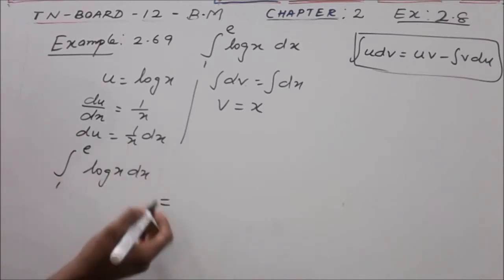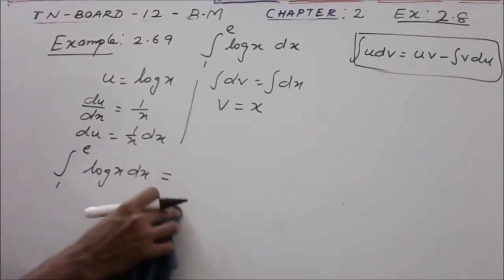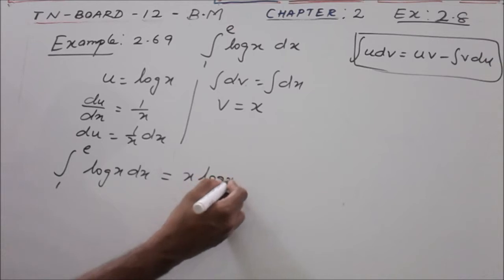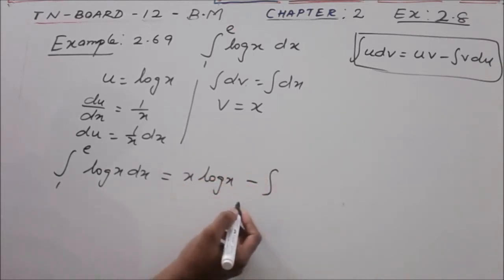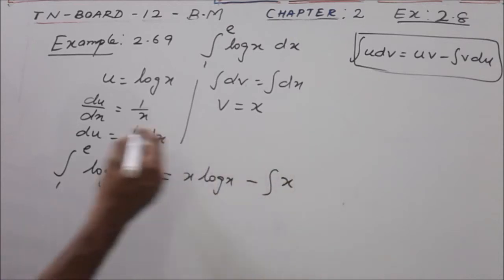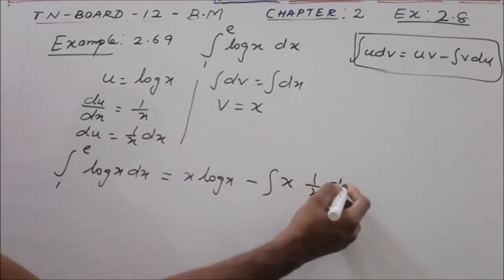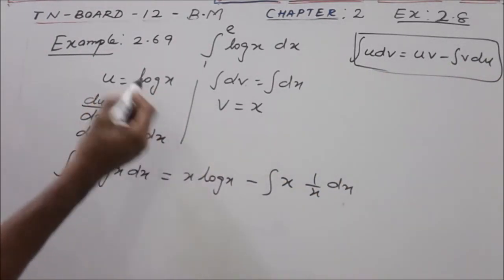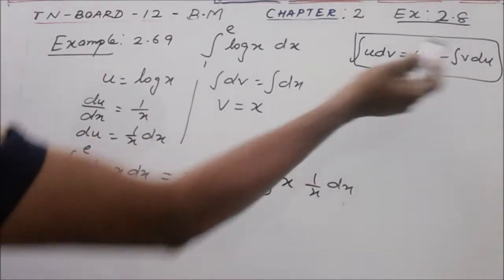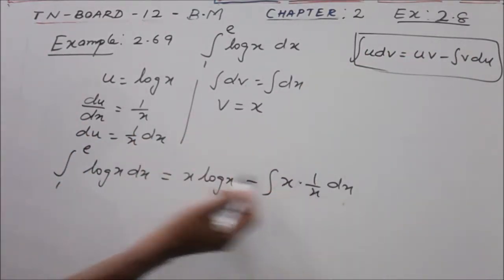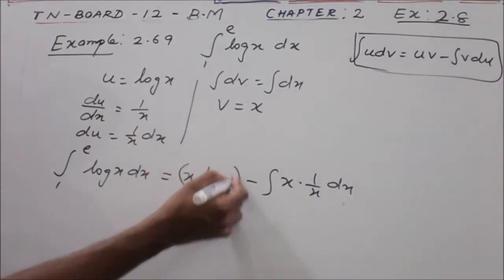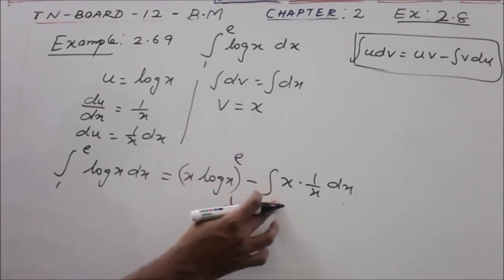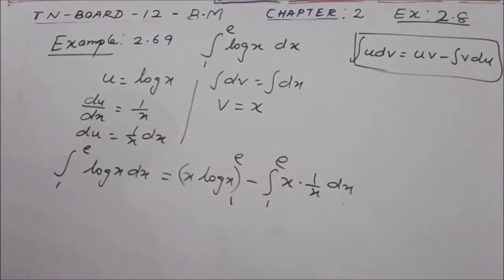Integral 1 to e log x dx is equal to uv, multiplying u and v, x log x, minus integral v du, where v is x and du equals 1 by x dx. By applying this formula uv minus integral v du, the product of u and v, log x into x, is x log x, minus integral v into du, v equal to x, du meaning 1 by x dx. Here we have integrated this part, so we can apply the limit 1 to e. Here we should integrate again, so the limit 1 to e is given here.